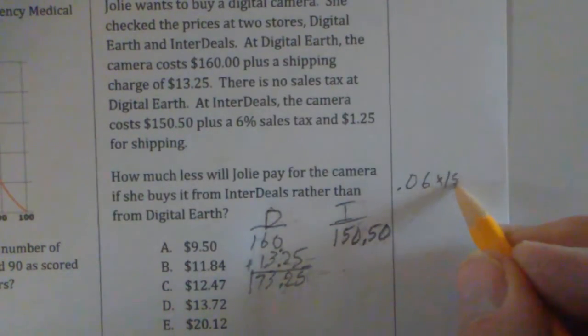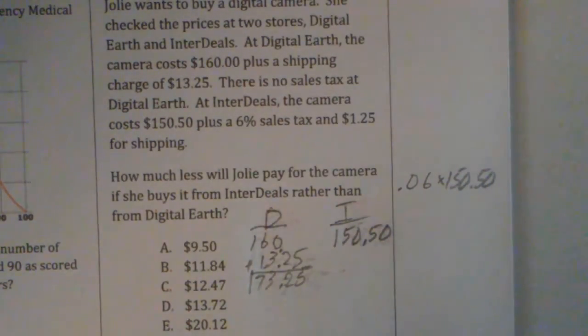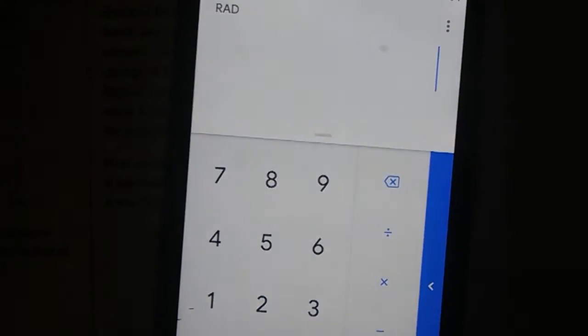150.50. Okay? Using your calculator. Okay, well, calculator here. I got 150.50.